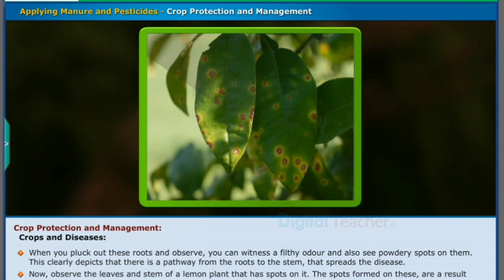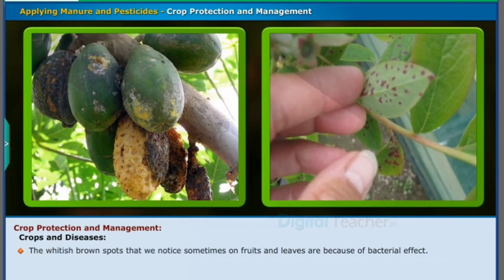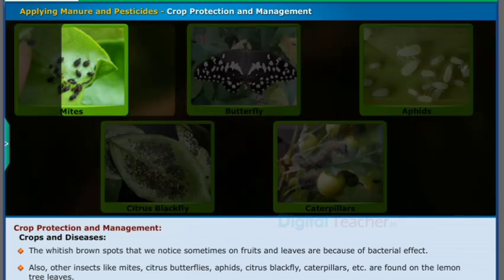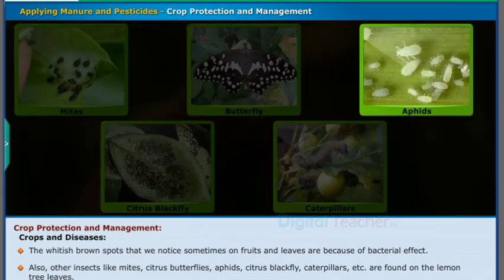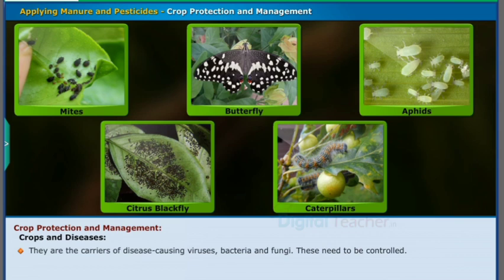Now, observe the leaves and stem of a lemon plant that has spots on it. The spots formed on these are a result of viral action. The whitish brown spots that we notice sometimes on fruits and leaves are because of bacterial effect. Also, other insects like mites, citrus butterflies, aphids, citrus blackfly, caterpillars, etc. are found on the lemon tree leaves. They are the carriers of disease-causing viruses, bacteria, and fungi.